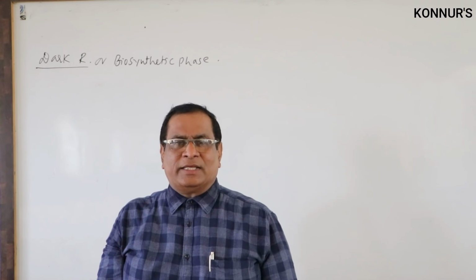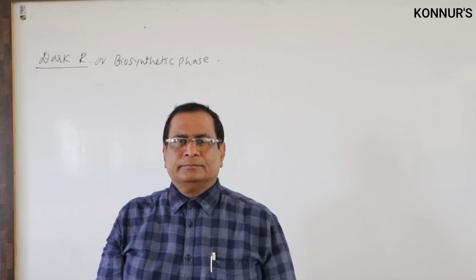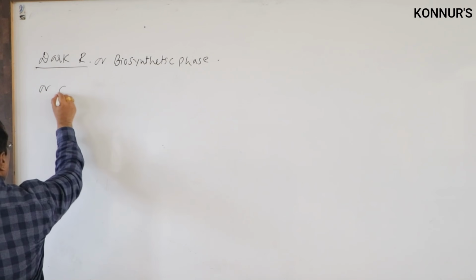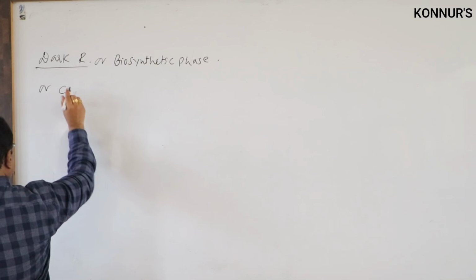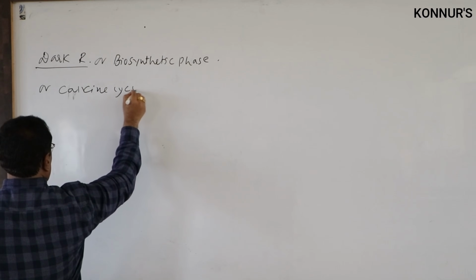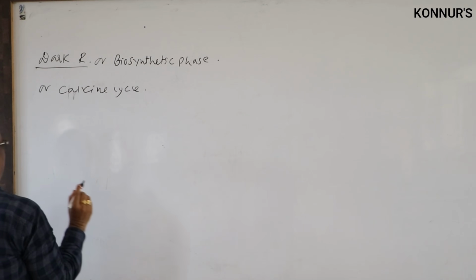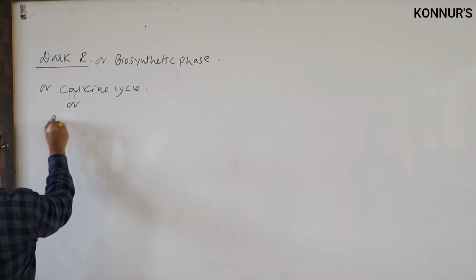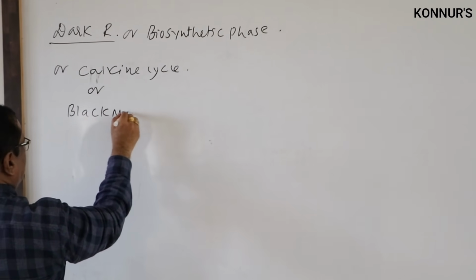and is taking place in the stroma. It is also named the Calvin cycle, as Mr. Calvin found out the cyclic pathway, and also named Blackman's reaction.